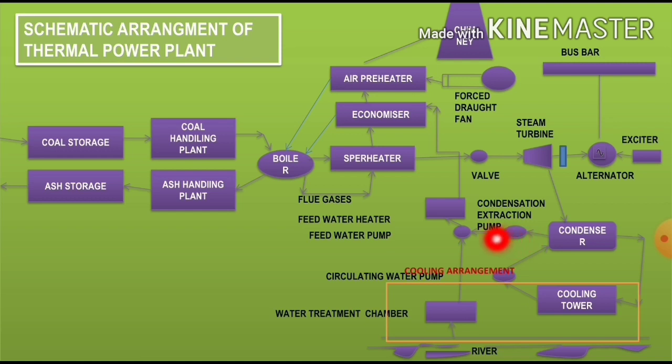The circulating water takes up the heat of the exhausted steam and itself becomes hot. The hot water from the condenser is discharged at a suitable location down the river.